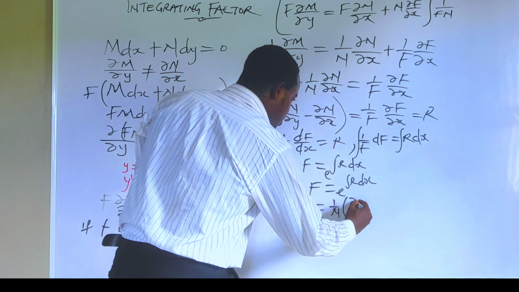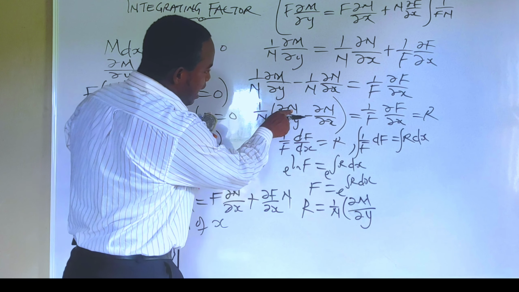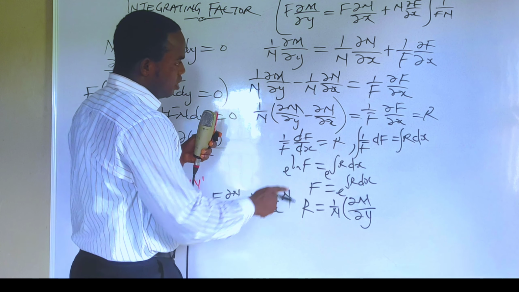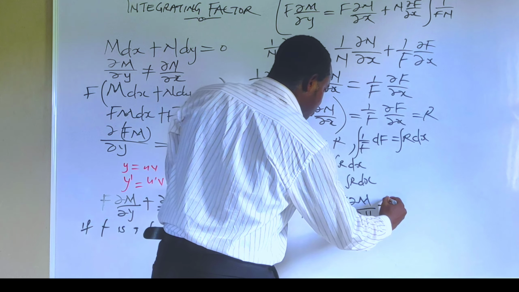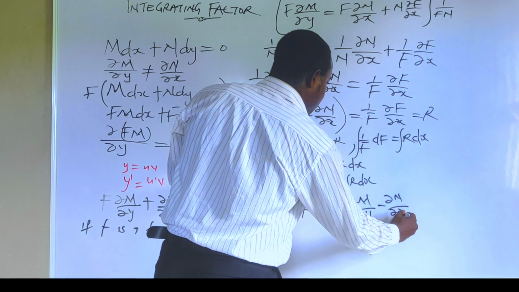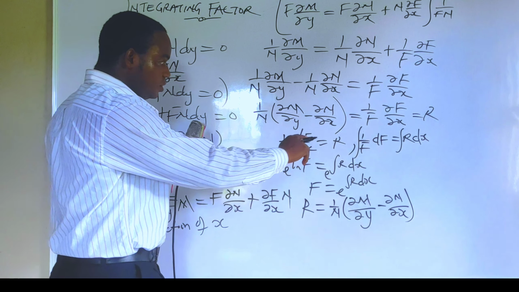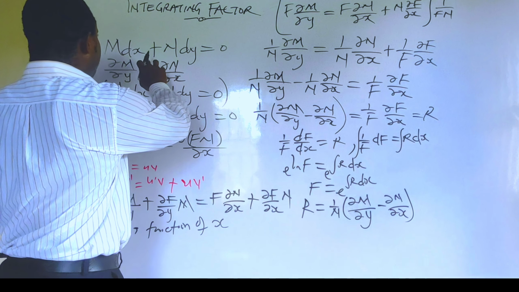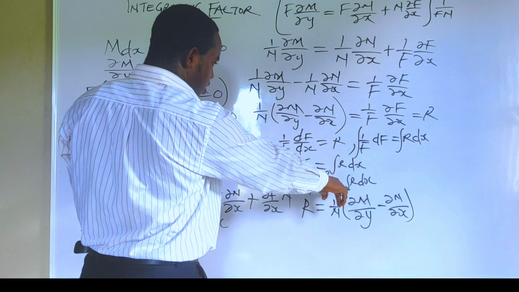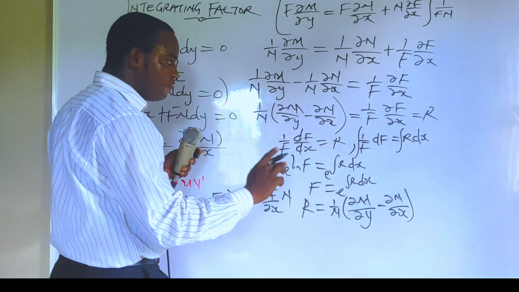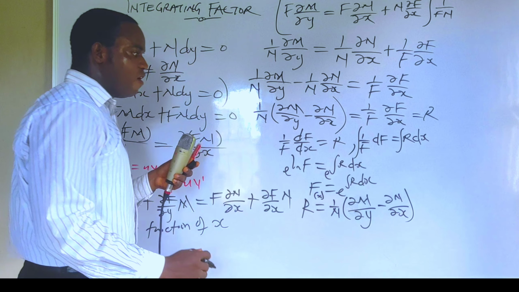So, this is partial m, partial y. I'm supposed to put down partial m here. Okay, you should notice that I'm supposed to put down partial m there. So, partial m, partial y minus partial n, partial x, over n, that is r. Therefore, when we have a differential equation of this form, if we obtain this r, we can get an integrating factor that happens to be a function of x. Mind you, this f right here is a function of x.